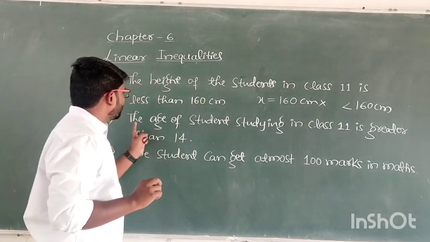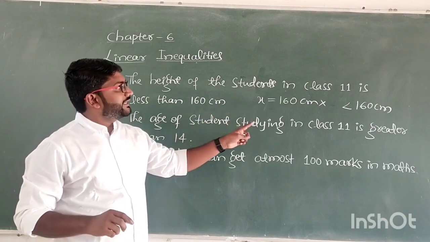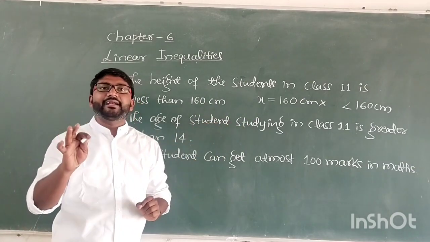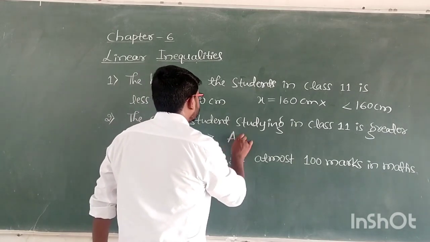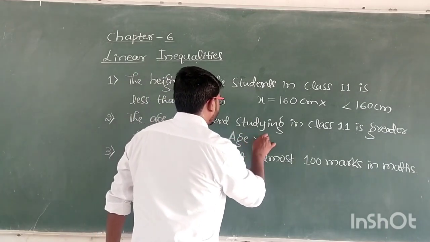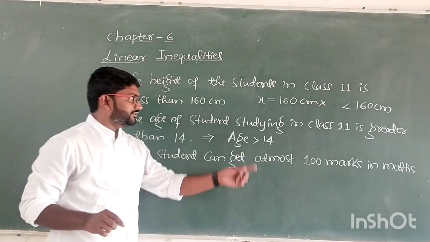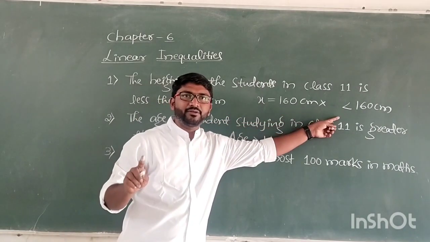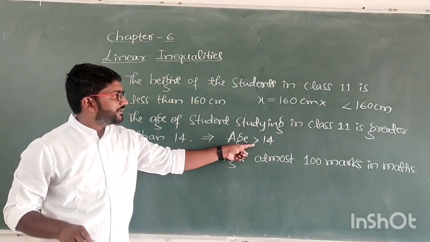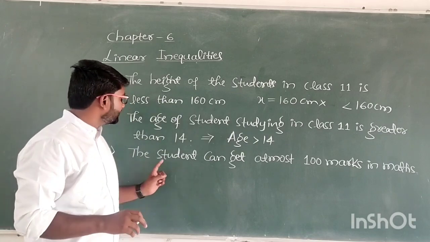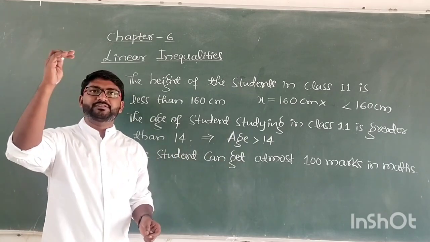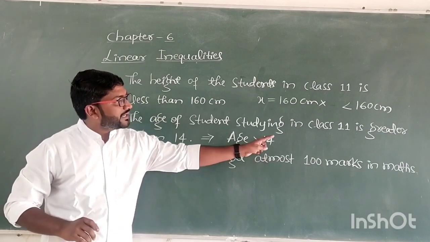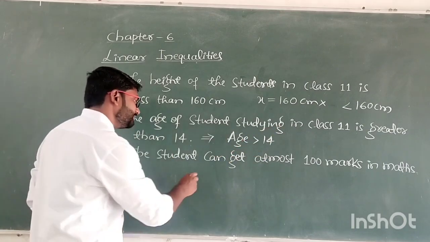So now take up this one. The age of student studying in class 11 is greater than 14. So in this case, age is going to be greater than 14. So here we have less than symbol and here we have greater than symbol. And take up another third example. The student can get at most, that means the maximum, at most 100 marks in math.